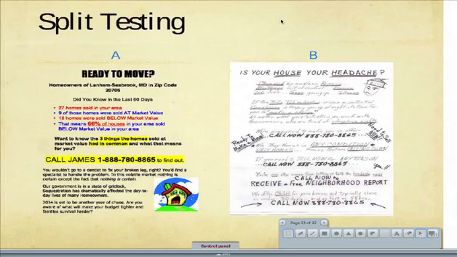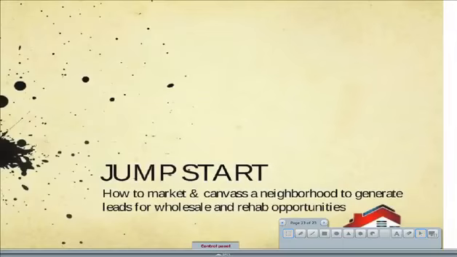So that's really it for right now, guys. And again, this is all about how to market and canvas a neighborhood to generate leads for wholesale and rehab opportunities. I hope you guys learned a lot from this. I hope you guys took some great notes.